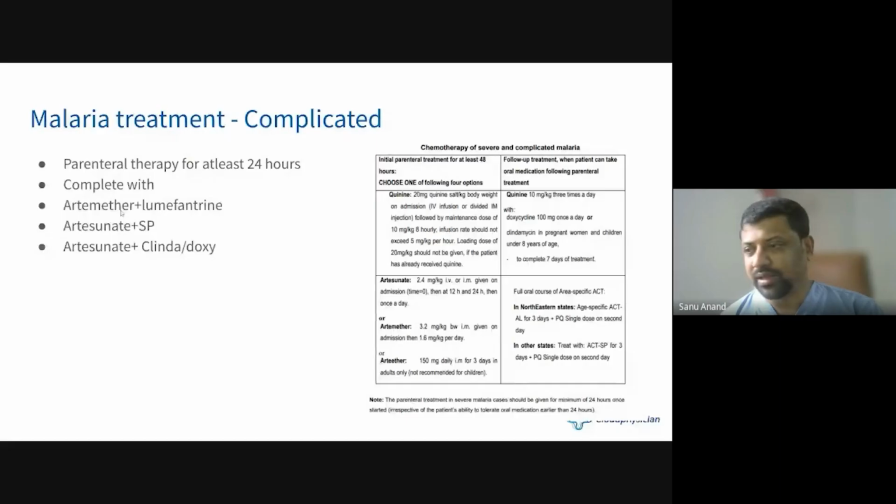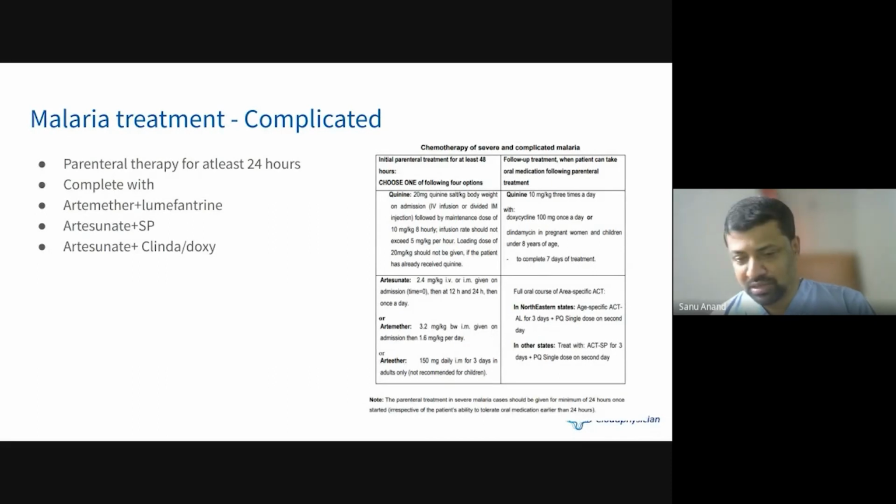I'll just share one more slide. Treatment of complicated malaria. Will not go through much of detail. So this is just start parenteral therapy. Give it for at least 24 hours. And once the patient is able to take orally, switch over to an oral regimen. Artesunate 2.4 mg per kg IV is the dose that we use.